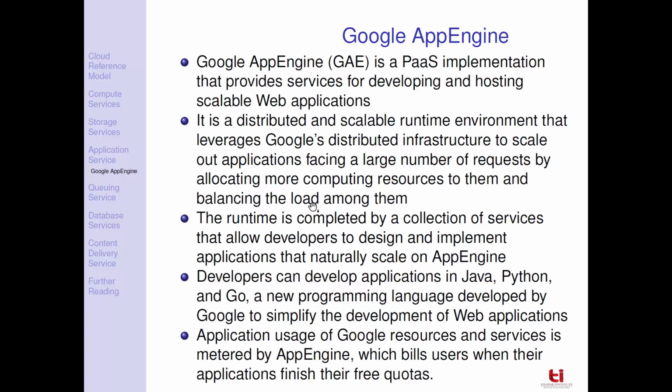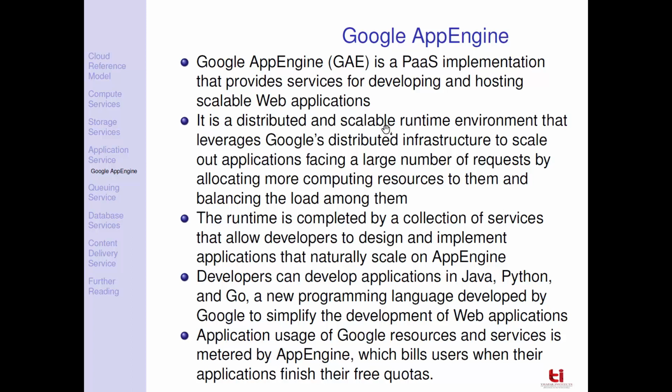So let us look at one such example which is very widely used and it is called Google App Engine. So basically we know that Google App Engine is a platform on which applications can be developed and launched, that is hosted. Google App Engine, or in short GAE, is a platform as a service implementation that provides services for developing and hosting scalable web applications.